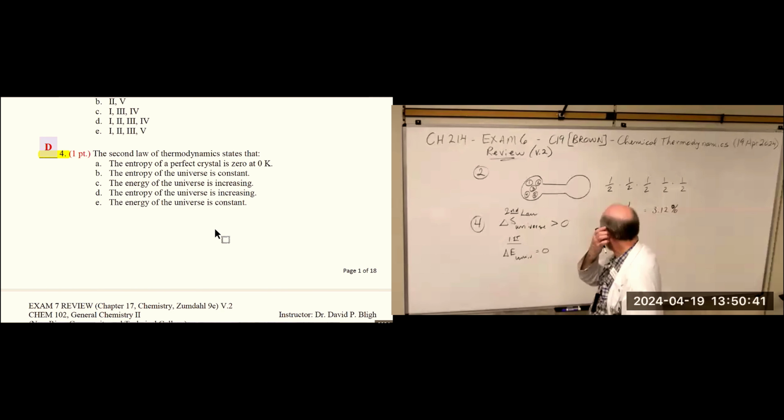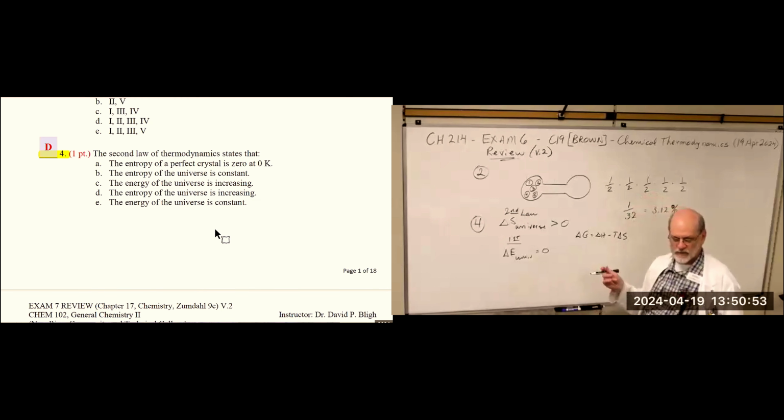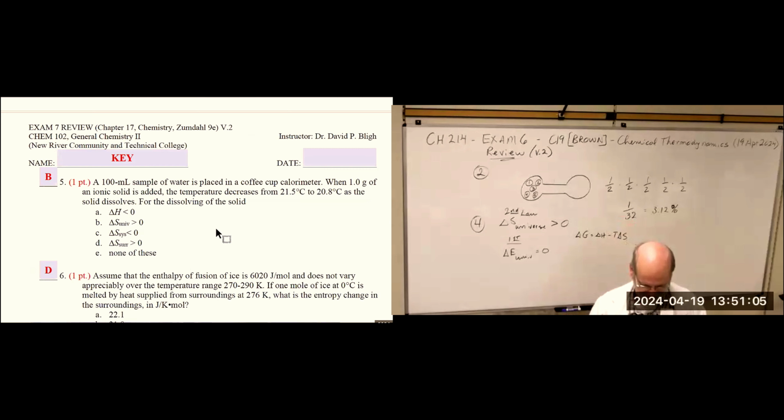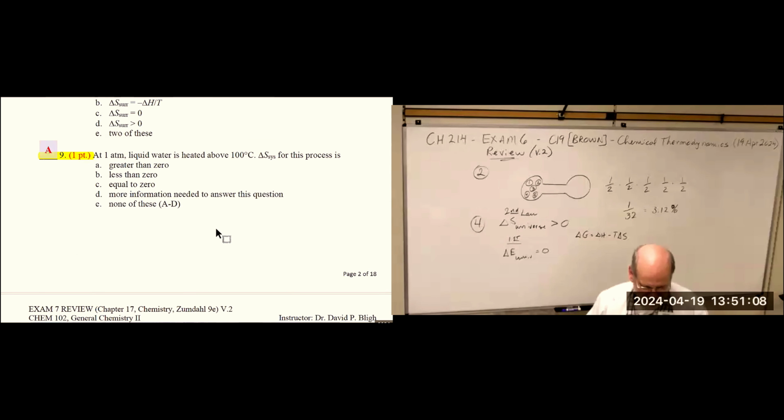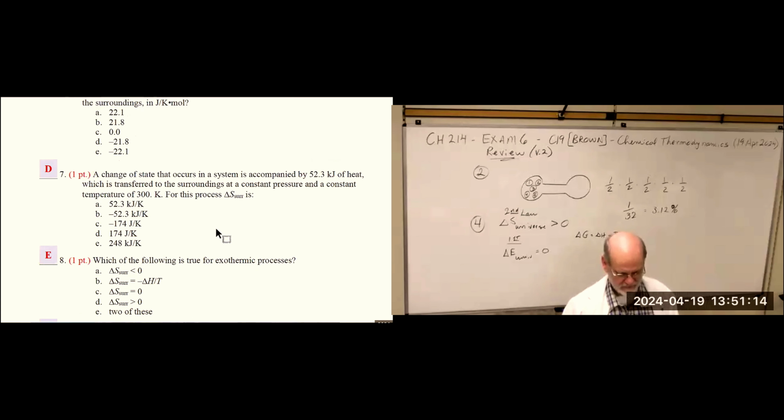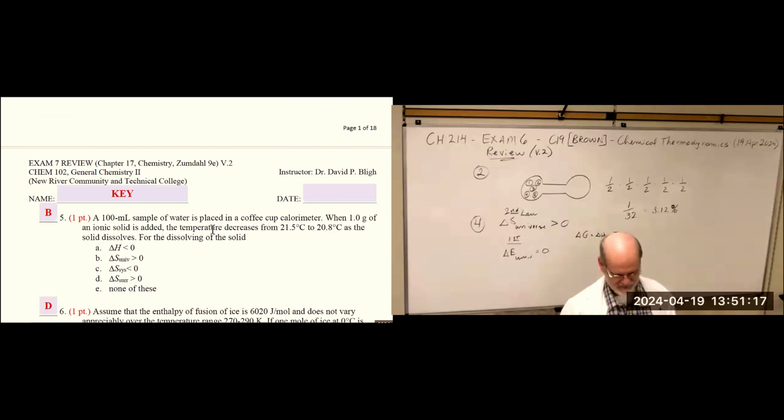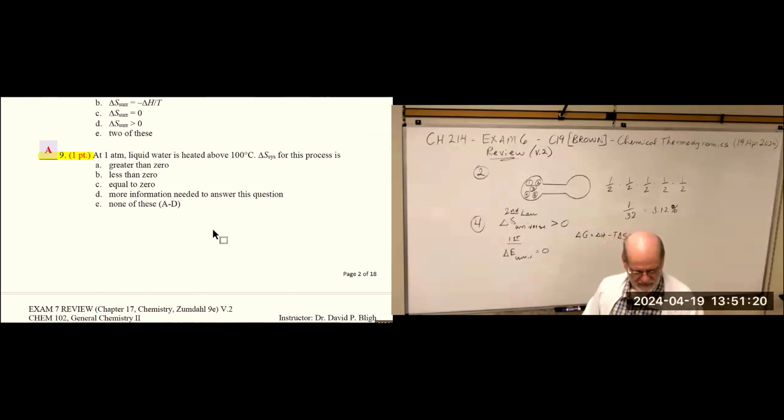Another way of saying this, I think we derived the Gibbs law from the second law, right? Delta G equals delta H minus T delta S. Maybe that's the one you were thinking of. Enthalpy minus temperature times the entropy is equal to delta G. Okay. What was 4? That was 4. The letter D. And 9 is A. Let's make some room here.